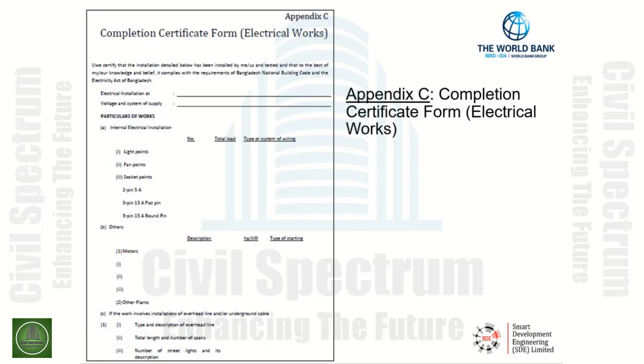Item B, the applicant must provide the description, horsepower or kilowatt, and type of starting of various motors. Item C, if the work involves installations of overhead line and or underground cable, then information such as the type and description of the overhead line is required, the total length and number of spans is required, and number of street lights and its description. The form is continued on the following slide.